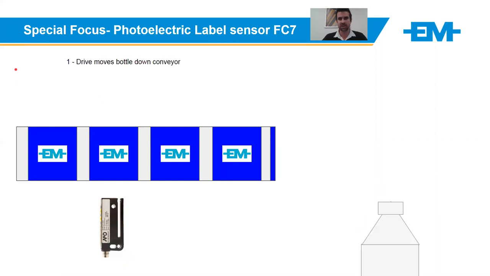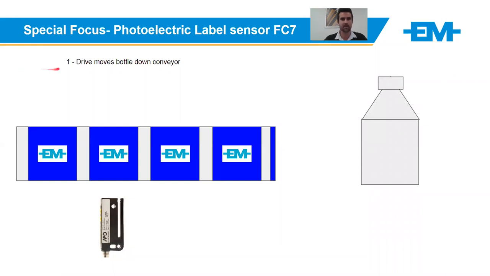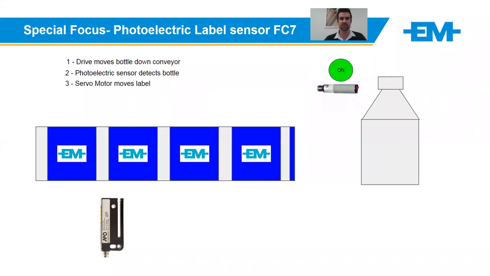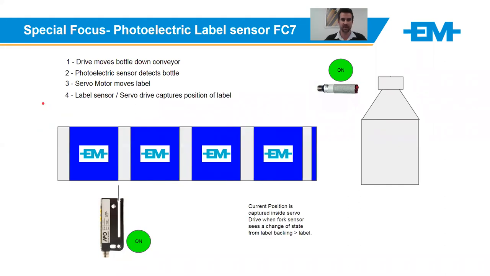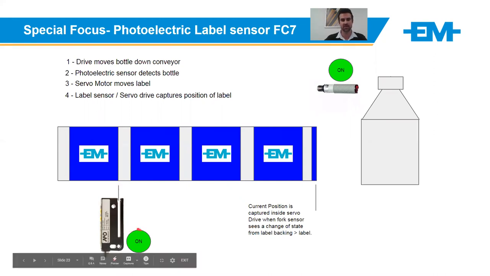On a typical labeling machine, your unlabeled bottle would move down a conveyor. Once that bottle is detected by a photoelectric sensor, it will normally send a signal to the servo drive. The servo drive will then start pulling the label off the reel and position it. Once the fork sensor detects the rising edge or the falling edge of that label starting or ending, it switches on and sends that signal to the servo drive.